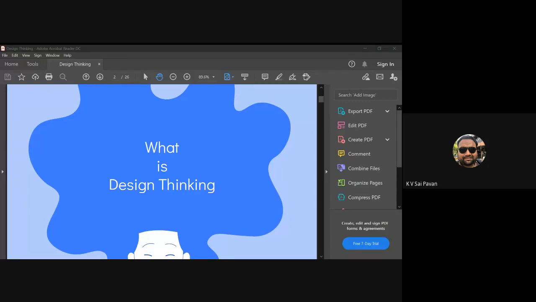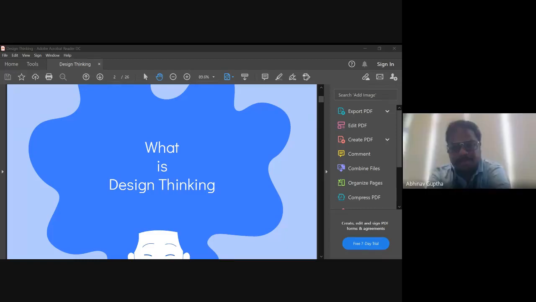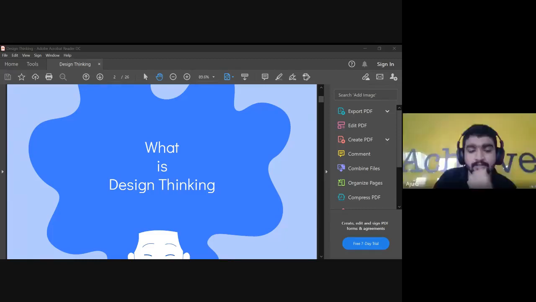The thought process is that first you need to empathize with what you want to do, what you want to design, what you want to ideate, and how to start with this. So, what is meant by design thinking?